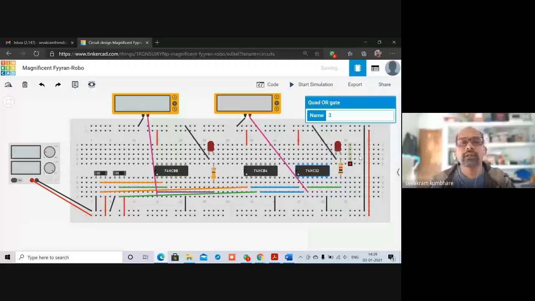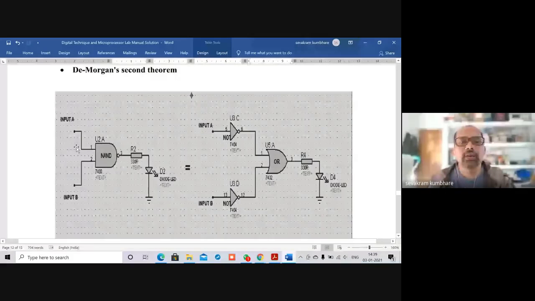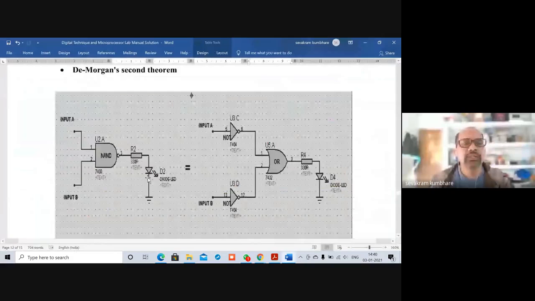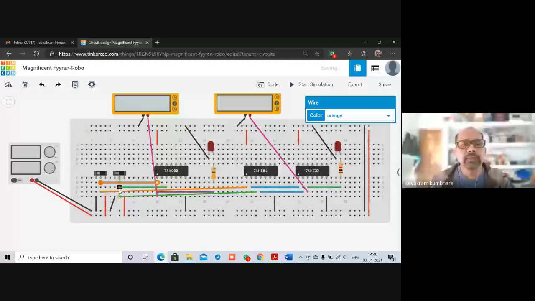Now let's just check out the circuit diagram. So in this first part, input A is connected to pin number 1 of NAND gate 7400. So this is a bit wrong. So what we'll do, we'll correct it. We'll connect it to pin number 1. Okay. Then input B is connected to pin number 2. So this is also we are going to correct. So pin number 2 we have connected.